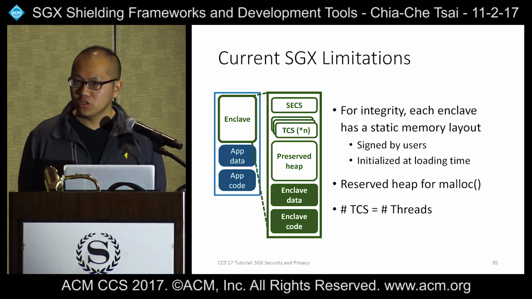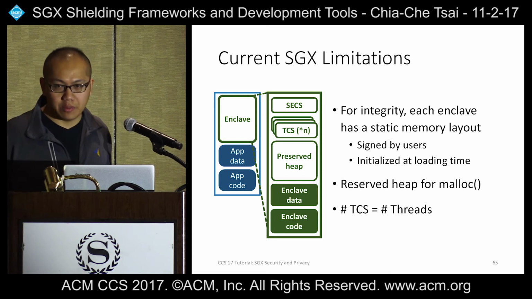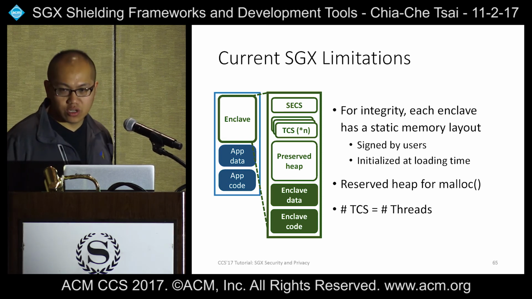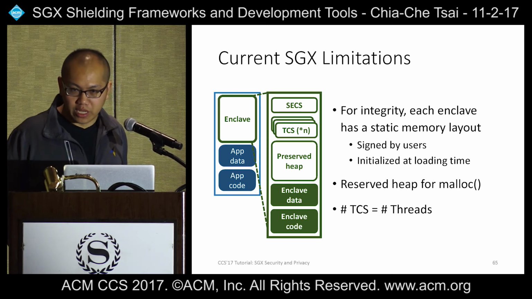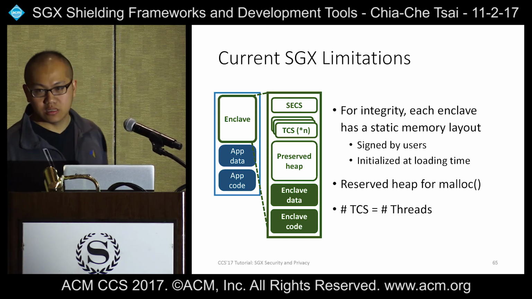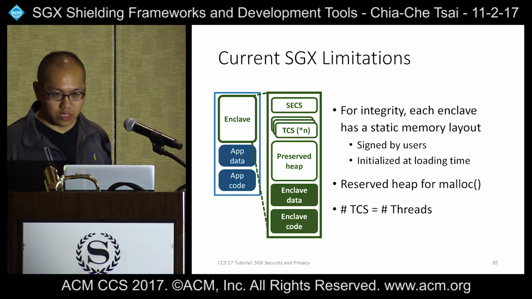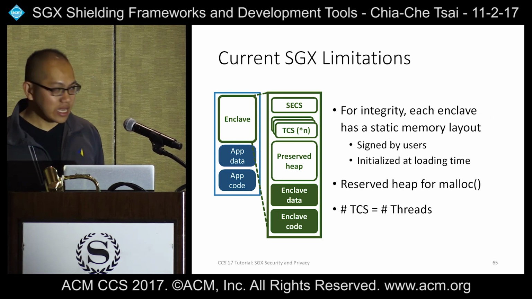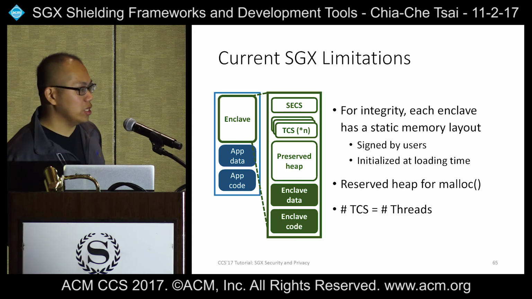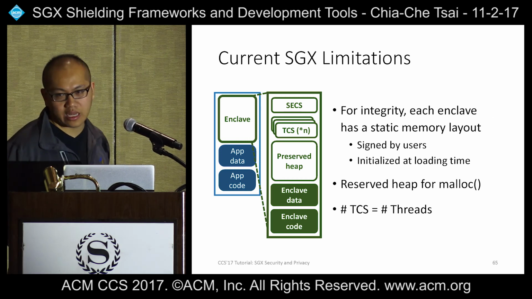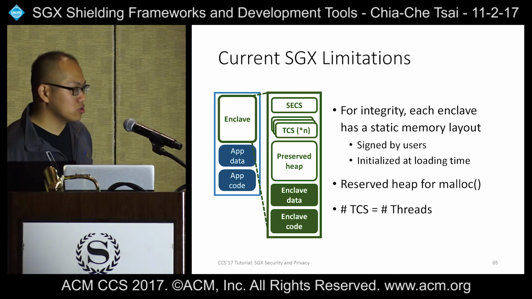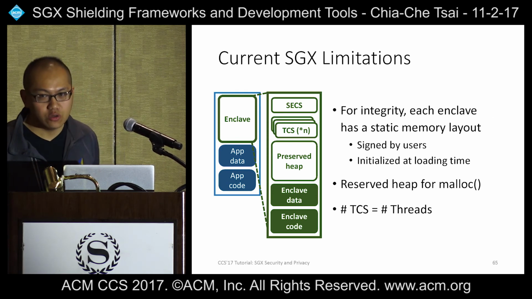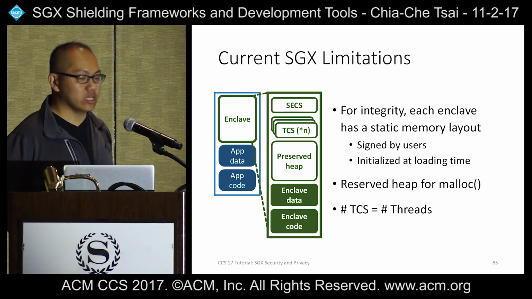And so that means if you want to do malloc, do dynamic allocations, you will have to reserve a large enough heap for whatever memory footprint your application has. And that is an overhead to the creation times. And second, for each thread, you need to have this data structure called TCS, thread control structure. And the number of TCS literally equals the number of threads.